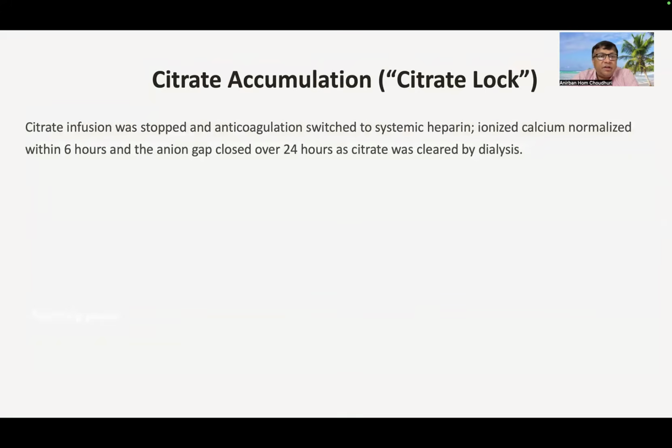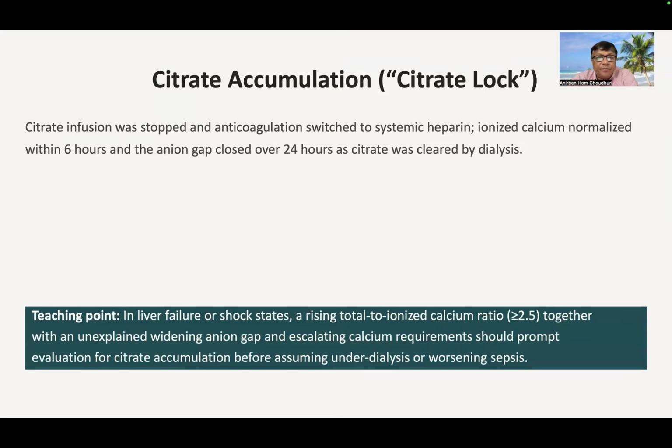So in this patient, citrate infusion was stopped, anticoagulation was switched to systemic heparin, ionized calcium normalized within 6 hours, and the anion gap closed over 24 hours as the citrate was cleared by dialysis. So the teaching point from this patient is that in patients with liver failure or shock states, a rising total to ionized calcium ratio of more than 2.5, together with an unexplained widening anion gap and escalating calcium requirements, should prompt evaluation for citrate accumulation before assuming under dialysis or worsening sepsis.